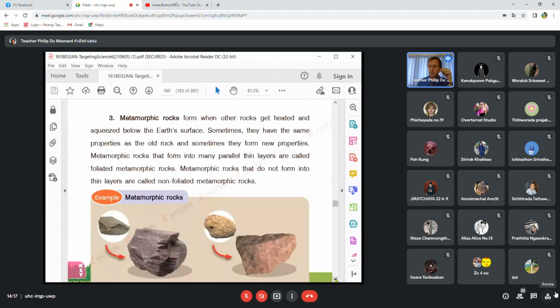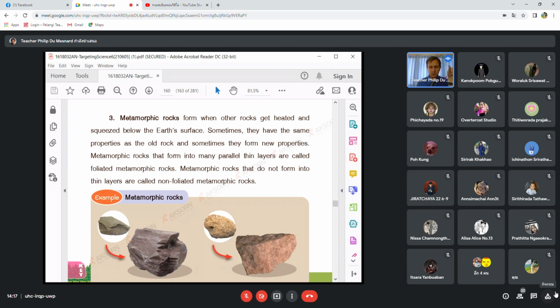And then the last one, metamorphic rocks. These are the rocks that change into something. So it forms from other rocks when they get hot, and also when they are squeezed by pressure below the Earth's surface. Sometimes they have the same properties, and sometimes they have new properties. They form into many parallel thin layers called foliated metamorphic rocks.